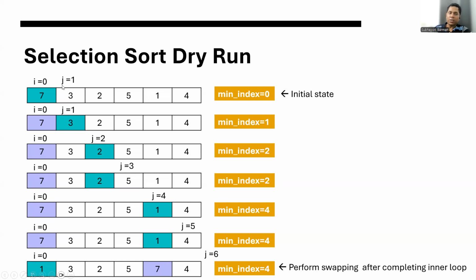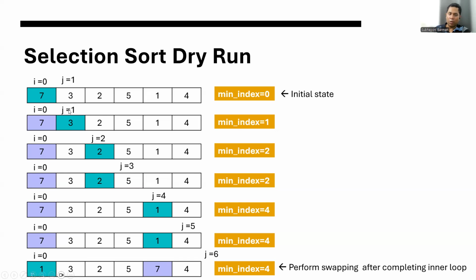Now we will start our iteration. The iteration of the inner for loop will start from j equal to i plus 1, that is j equal to 1. In index 1, we have the element 3, which is less than 7. 7 means the element present in the min index, right? That means my initial assumption is wrong. So I will update my assumption. Now I store the value of j within my min index variable.